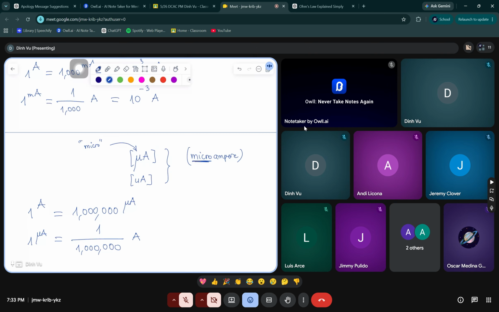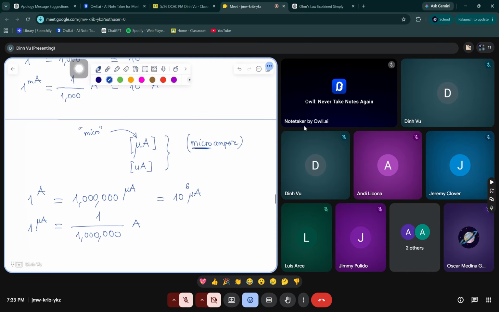So 1 ampere is 1 million of microampere. 1 million is 10 power 6. Sorry, 10 power 6 microampere. 1 ampere is the 10 power 6 microampere. That means 1 million microampere.